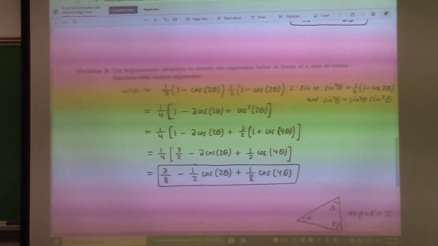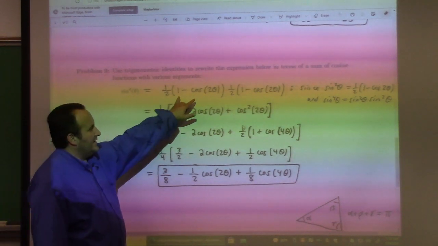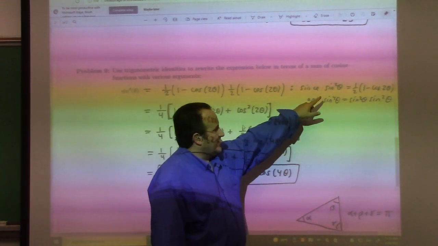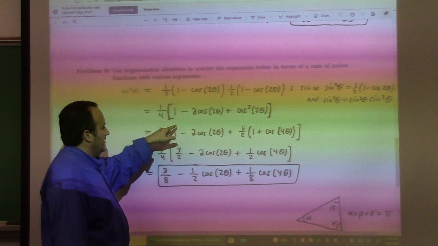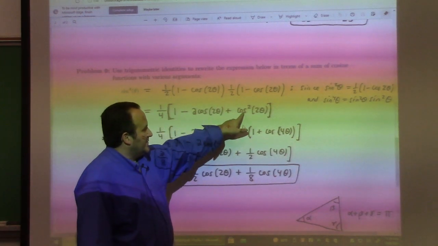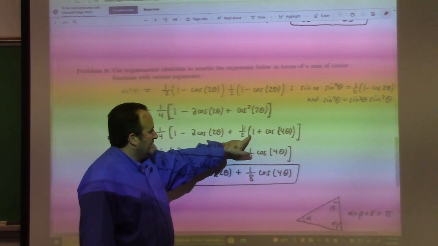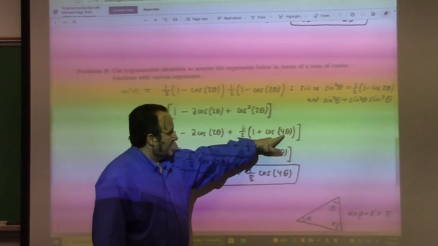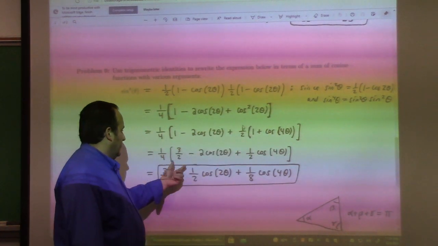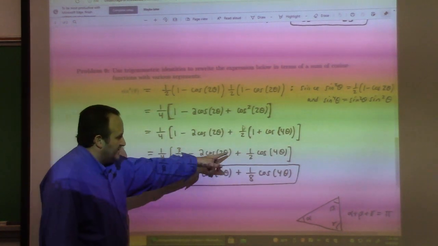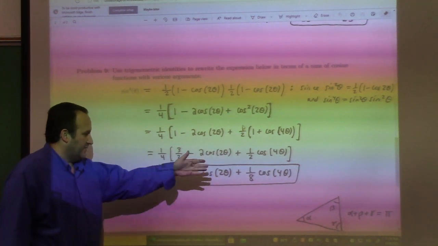Problem 9 is very similar to one we worked in class. In class, I worked cosine to the 4th. This is sine to the 4th. It's pretty much the same calculation. You put in the half angle identity for sine squared 2 times and multiply it out. That gives you a cosine squared. Use the half angle identity on that again, so you double the 2 theta to 4 theta, and you get a half. Put it together, you get 3 halves minus 2 plus a half, and multiply the 4th through, you get the answer.